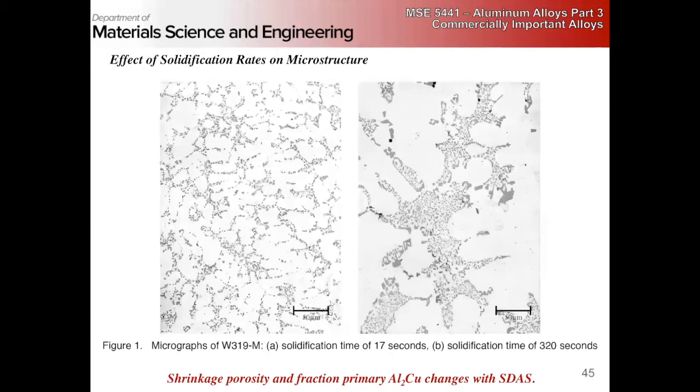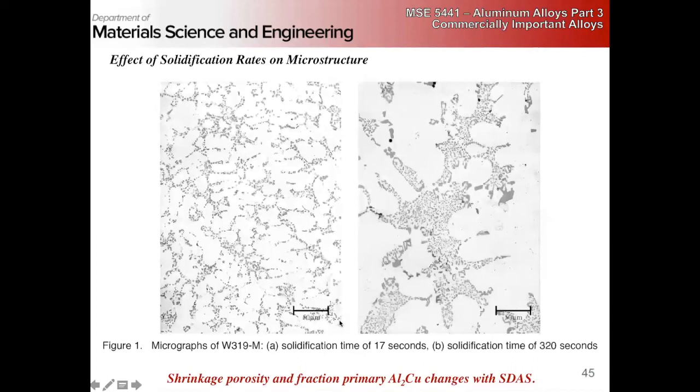The solidification rate greatly affects the coarseness of the microstructure, right? So you can see, compare the secondary dendrite arm spacing in an alloy sample that's been solidified over 17 seconds versus 320 seconds.